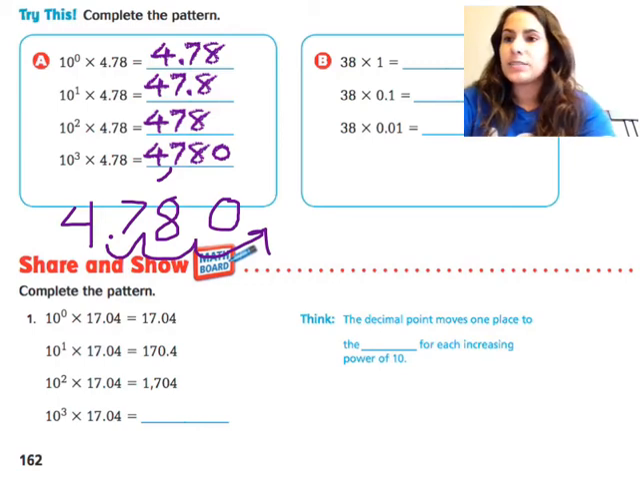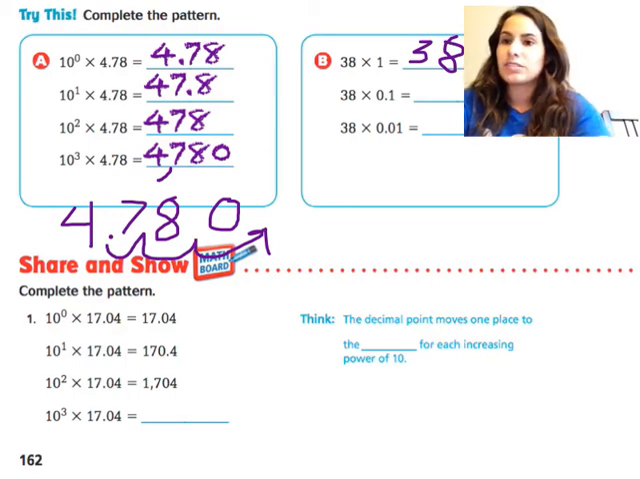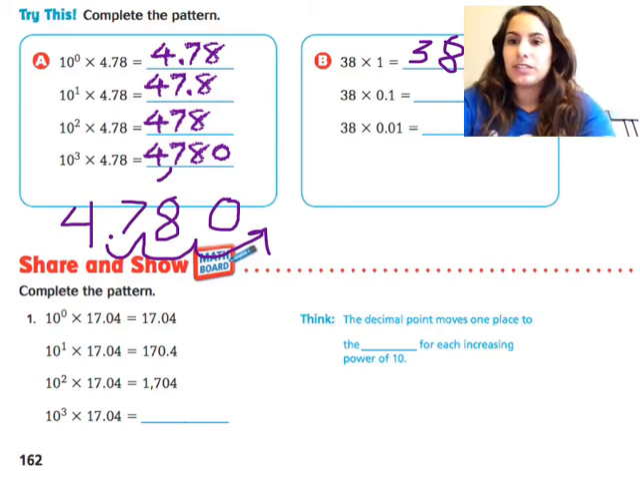Okay, and to make it a smaller number, 38 times 1 is just going to be 38. 38 times 1/10 means I'm going to make it 10 times smaller. To get 38 times 1/10, I'll have to move my decimal place over. So 1/10 of 38 is going to be 3 and 8/10.